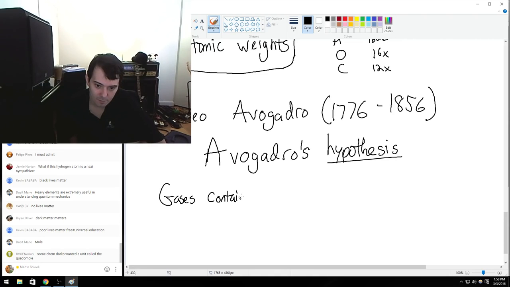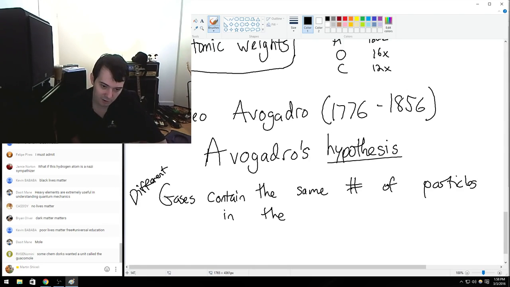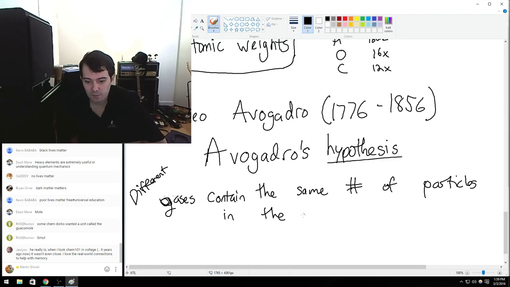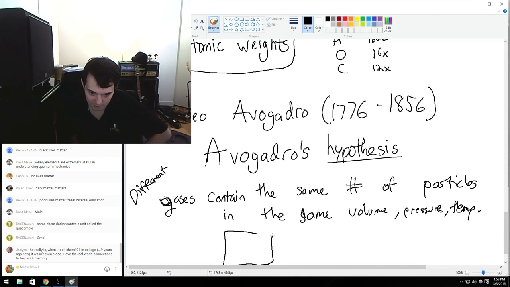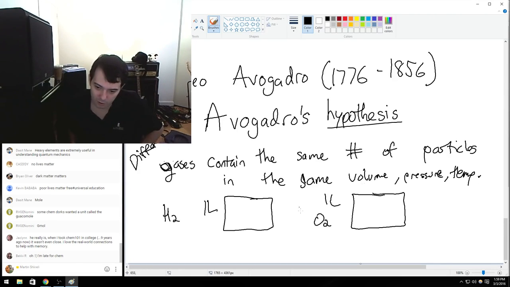Gases contain the same number of particles in the same volume. The concept is that different gases, oxygen and hydrogen, for instance, contain the same number of particles if they're in the same volume, and the same pressure and temperature and things like that. And this is sort of intuitively difficult to grasp, because say you had a box of 1 liter of hydrogen gas, and you had a box of 1 liter of oxygen gas. It's sort of mentally a little difficult.